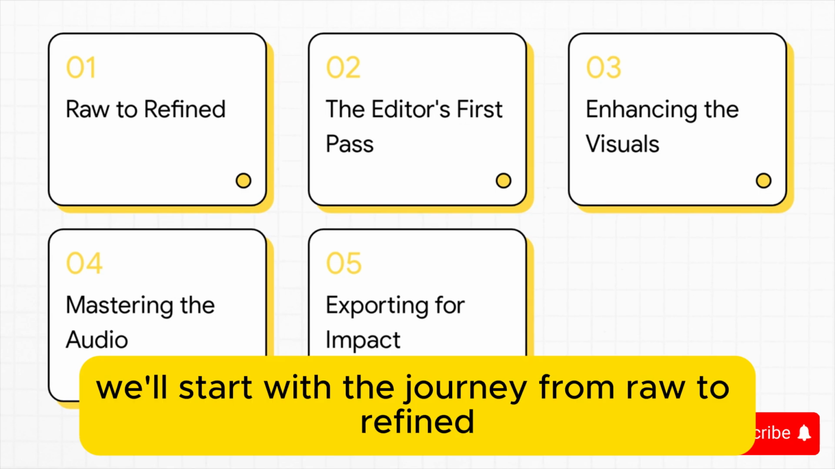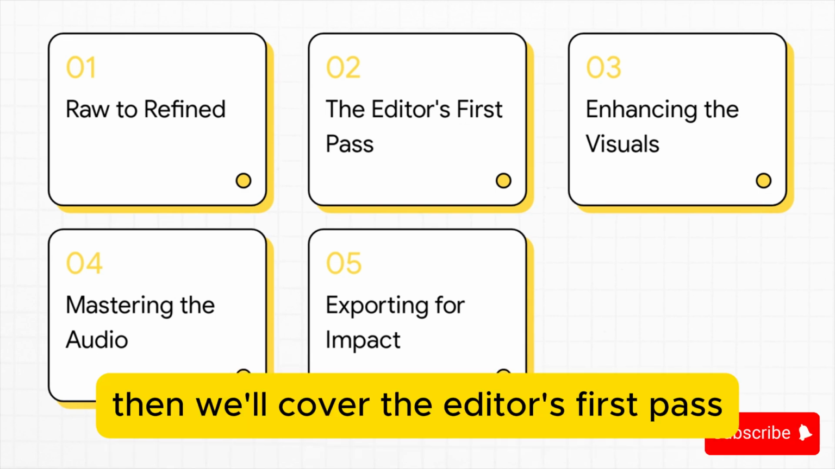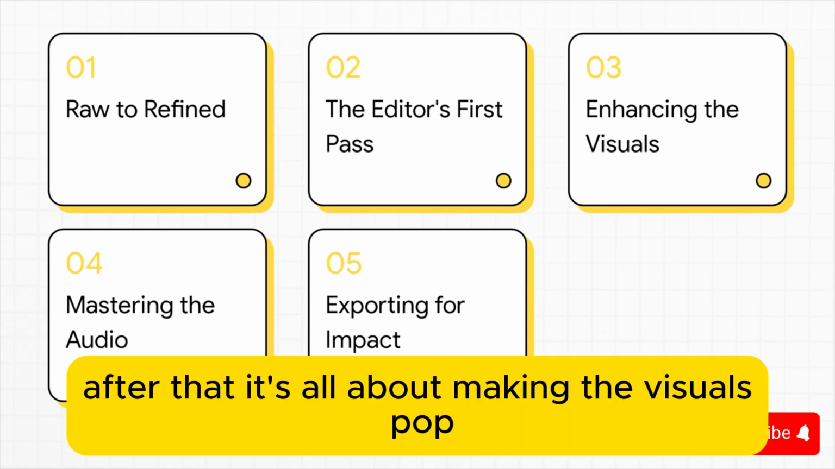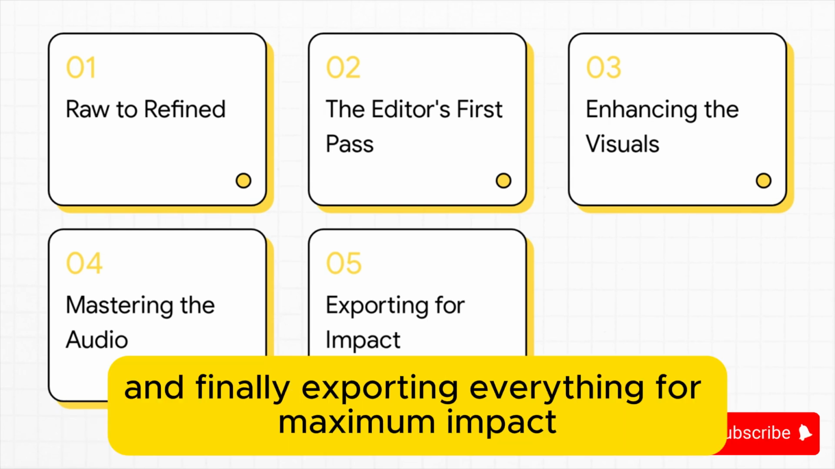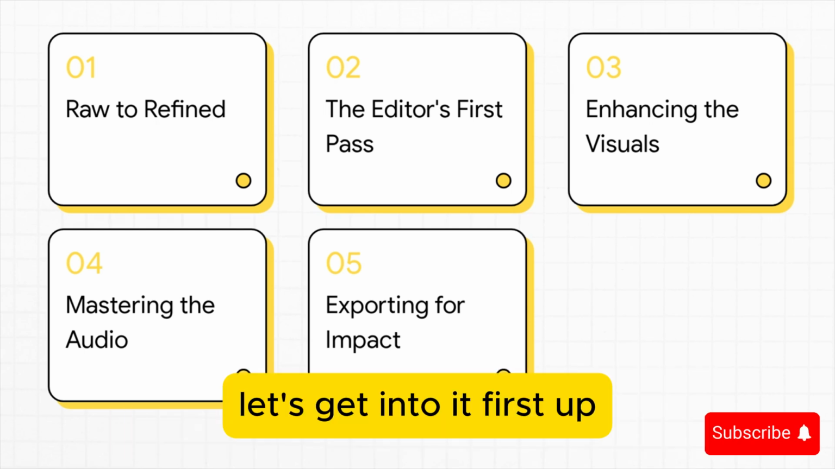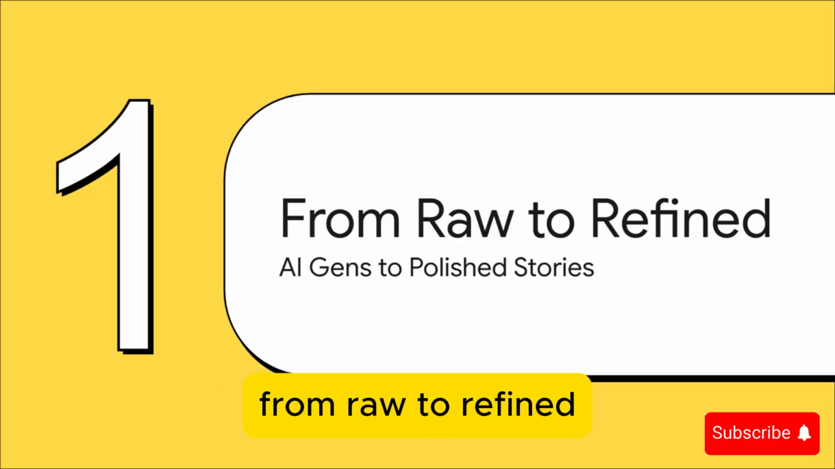So here's how we're gonna break it down. We'll start with the journey from raw to refined. Then we'll cover the editor's first pass. After that, it's all about making the visuals pop, mastering the audio, and finally, exporting everything for maximum impact. Let's get into it. First up, from raw to refined.